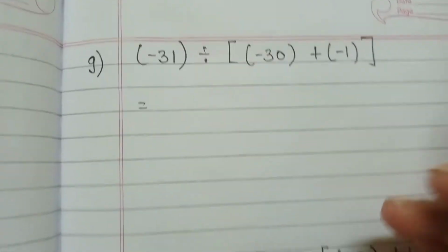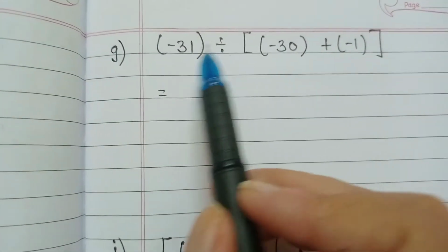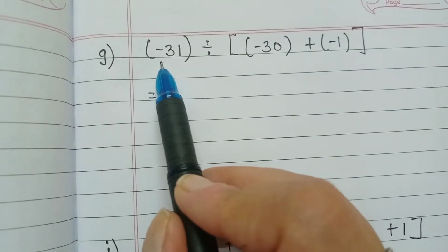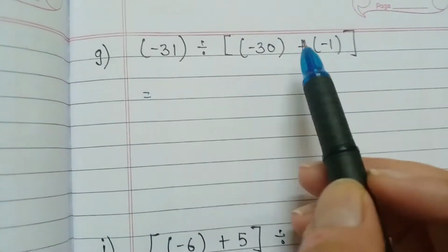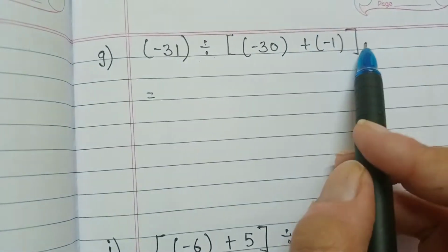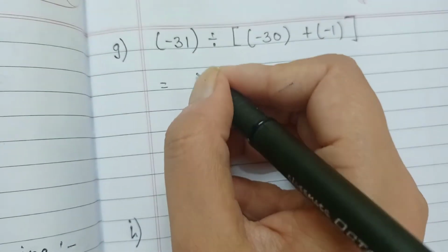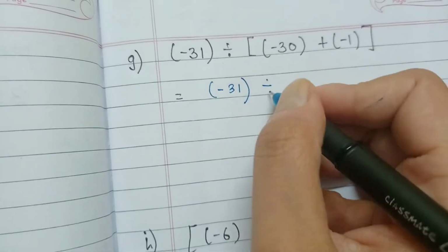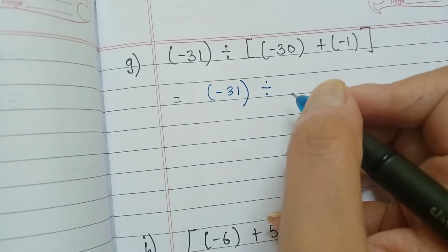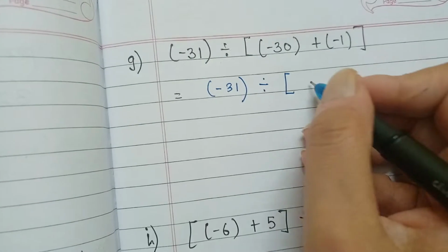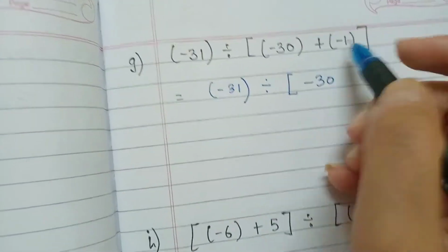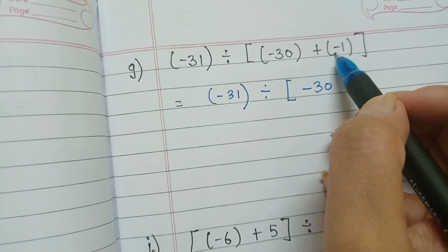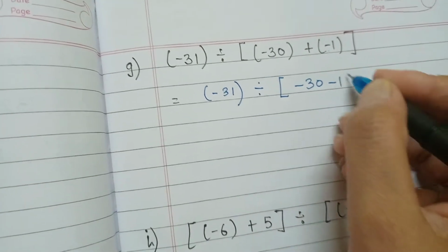Let us move ahead with G part now. Again in G part, you can see minus 31 is also in bracket. So it is a single number. And there are two numbers in the square bracket. So again, first what we need to do is we need to solve the bracket. We will keep minus 31 as it is with division sign. Then we need to solve this bracket minus 30. Now here be careful, two signs are there. Plus minus, minus will come.